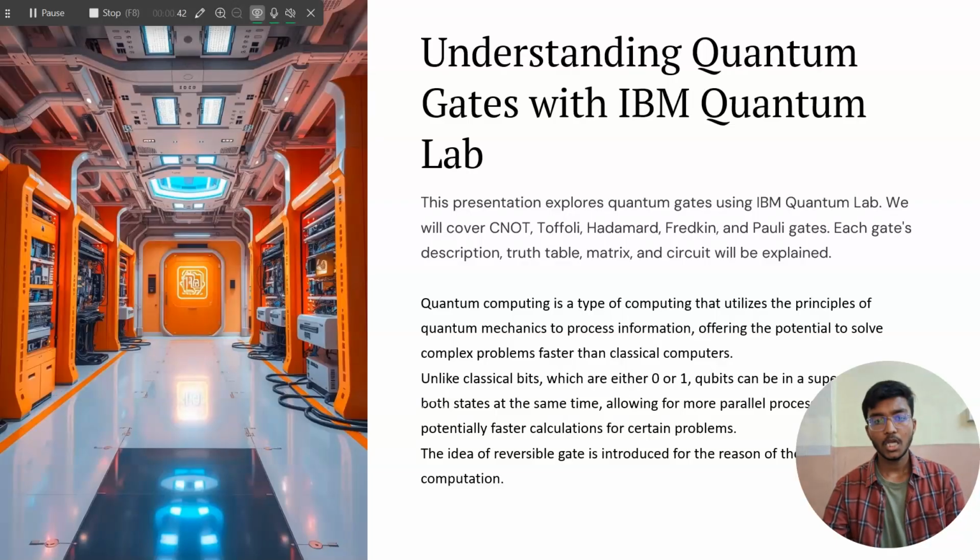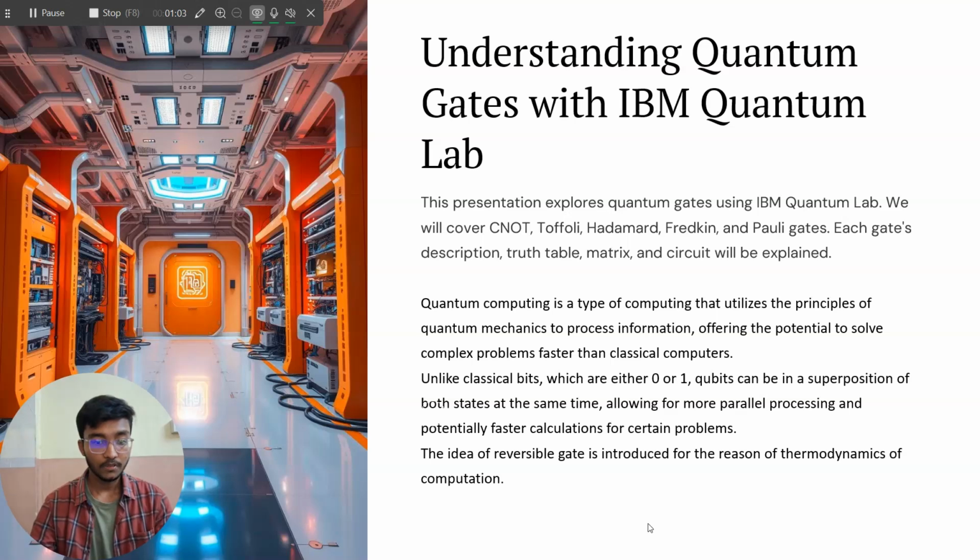So the first question that arises is, what is quantum computing? Quantum computing is a type of computing that utilizes the principles of quantum mechanics to process information, offering the potential to solve complex problems faster than classical computers. Unlike classical bits, which are either 0 or 1, qubits can be in a superposition of both states at the same time, allowing for more parallel processing and potentially faster calculations for certain problems. The idea of reversible gates is introduced for the reason of thermodynamics of computation. This statement denotes the importance of quantum gates in quantum computing.